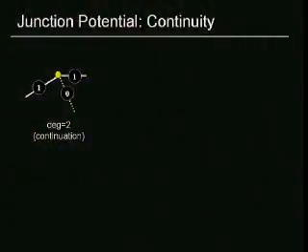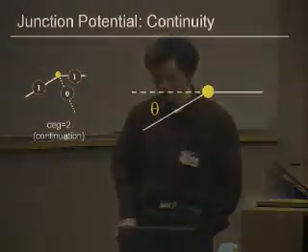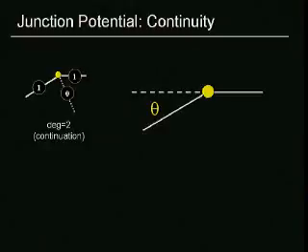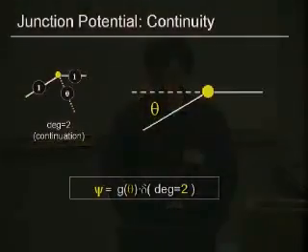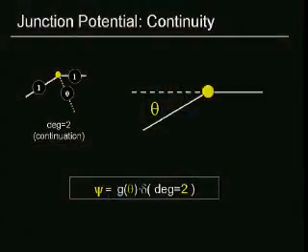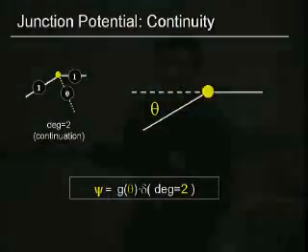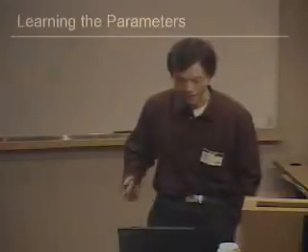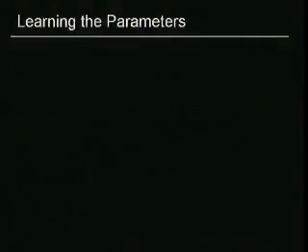So we can also put continuity into it. This is for a degree 2 junction only. When you have 2 edges turned on, then you can actually measure the angle between them, and then you just put that into the potential function with something about the angle. So this is all very straightforward, but you can very nicely model the degree of junction and the continuity in this probabilistic framework.